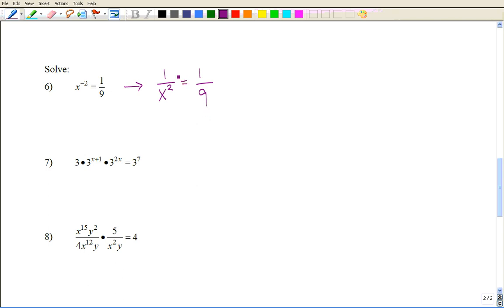Another way to think about it is to cross multiply. So 1 times 9 is 9, and x squared times 1 is x squared, so x squared equals 9. Now we can take the square root of both sides, but remember, when we're solving, the square root of 9 is both positive and negative 3.